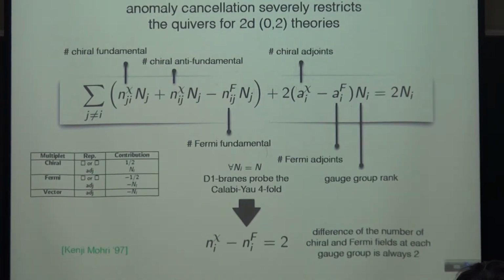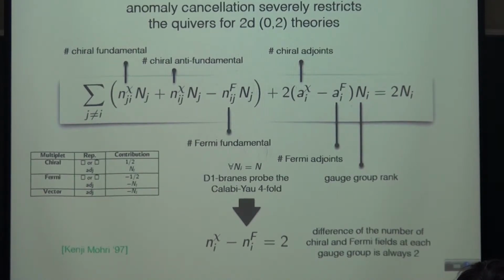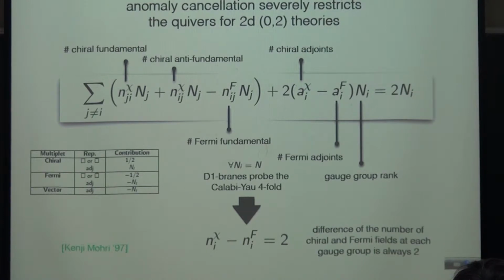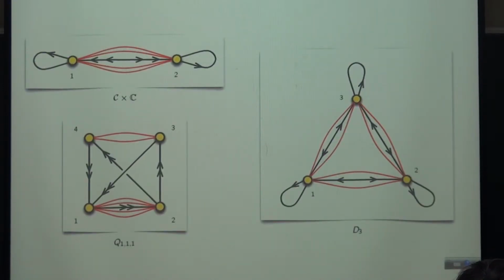for every gauge node in the quiver diagram, the number of chiral fields attached to that gauge node is larger than the number of Fermi fields attached to the gauge node by a difference of 2. Okay. So this sets a constraint on the set of quivers I can draw for the class of 2D 0,2 theories I want to consider. So here are some of the examples.